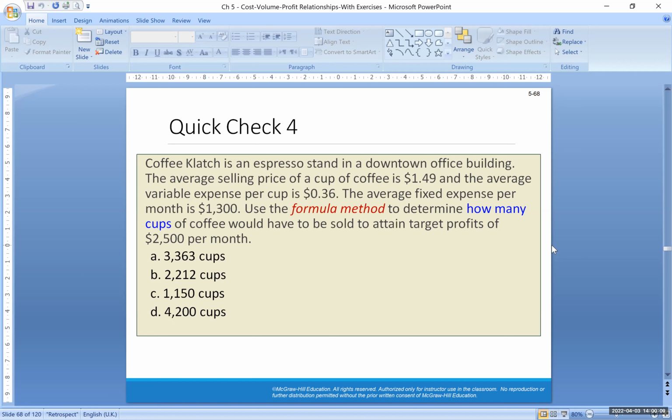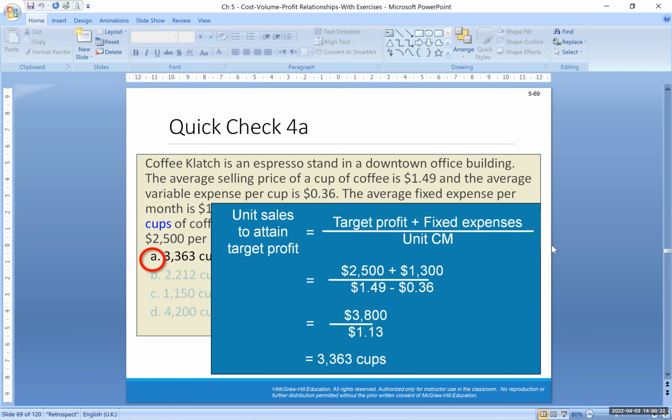divided by the contribution margin, which is the difference between the price 1.49 minus the variable cost, which is 0.36. So the 2,500 plus 1,300 is equal to 3,800, divided by the contribution margin, calculated to be $1.13. So the answer will be 3,363 cups or units. Look at the solution here.